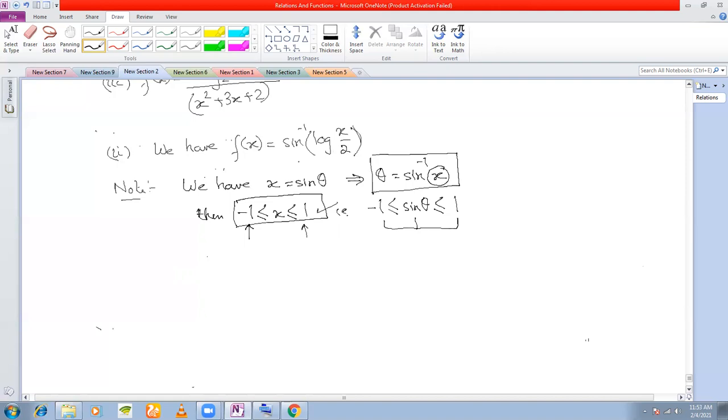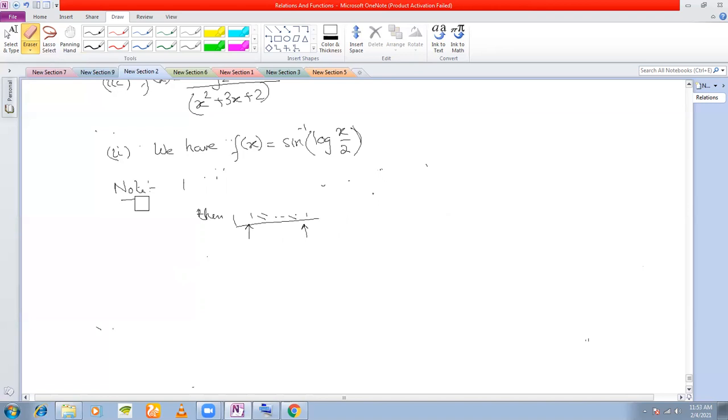Coming back to the problem here, we have f(x) is equal to log of sine inverse of log x by 2. As I said, if you have sine inverse of something, then log x by 2 must lie between minus 1 and plus 1. Am I right? Okay. So if log x by 2 lies between minus 1 and plus 1, Devanjan, you are understanding?